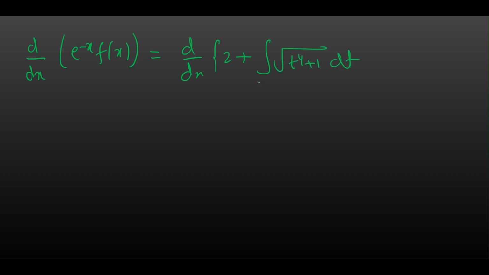What do we get from here? d/dx of the left hand side, e^(-x) f(x), equals the derivative of 2 plus the integral of square root of (t^4 + 1) dt. The limits are 0 to x. We are going to use Leibniz theorem to differentiate this integral, and I will give you the basic formula of Leibniz rule right here, but for a detailed explanation of Leibniz theorem, watch my previous video. I will provide the link in the description. So let me first write down the Leibniz theorem.